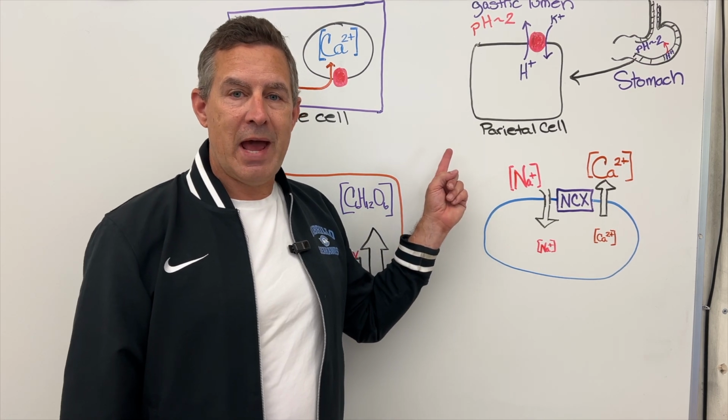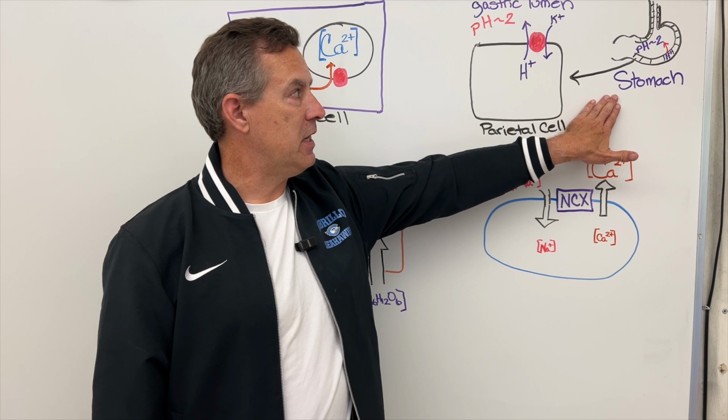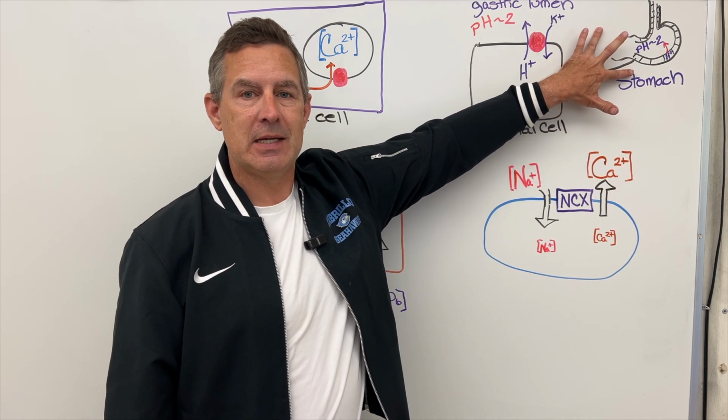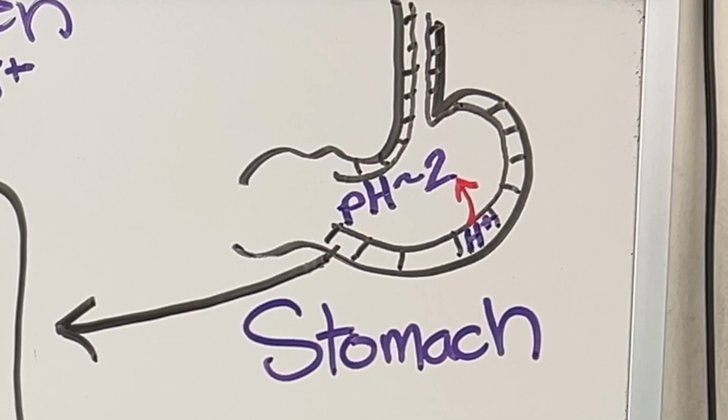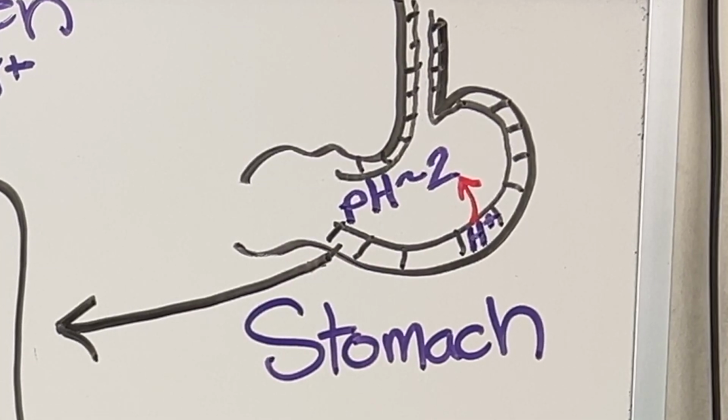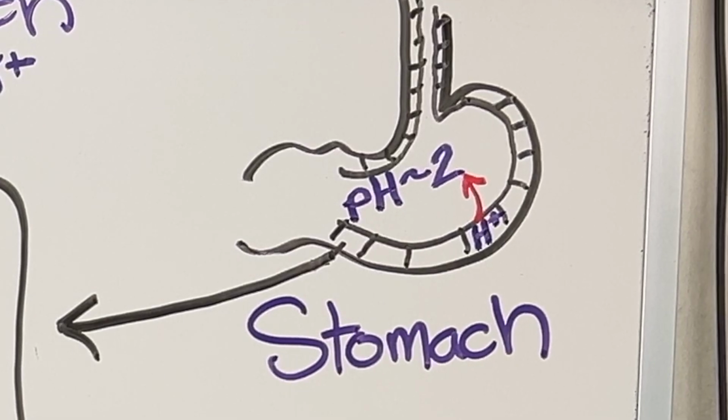Another example is what happens in the stomach. So if we look over here, this is a very basic drawing of the stomach. And you may remember that we've talked about the pH of the stomach being very low. It's roughly around 2.